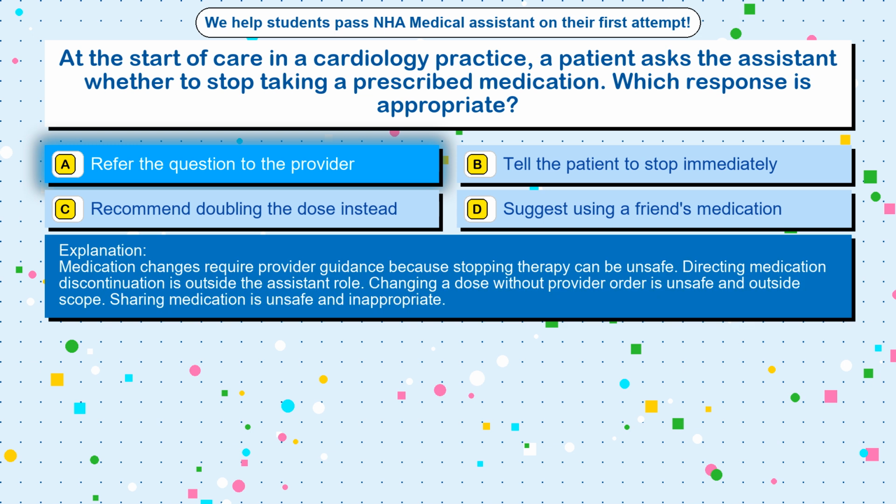Medication changes require provider guidance because stopping therapy can be unsafe. Directing medication discontinuation is outside the assistant role. Changing a dose without provider order is unsafe and outside scope. Sharing medication is unsafe and inappropriate.